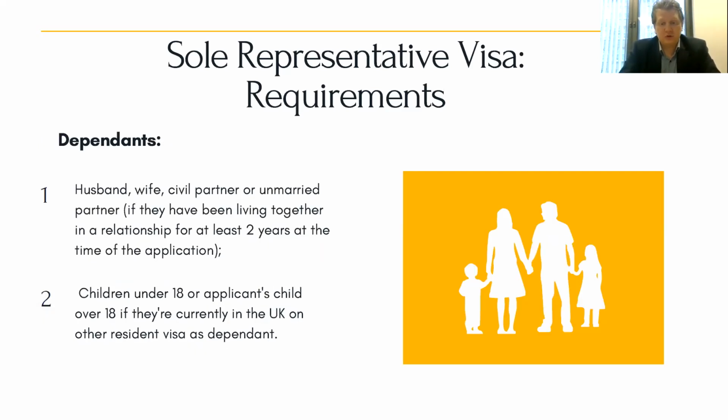Let's talk about dependents. A husband, wife, civil partner, or unmarried partner, if they prove they have been living together for 2 years, can apply as dependents. Children under 18 years old, and if they are currently in the UK, can be included, and children 18 and older as well, it's possible.